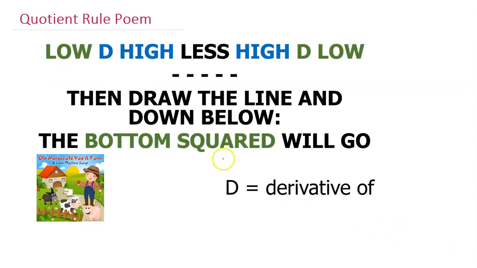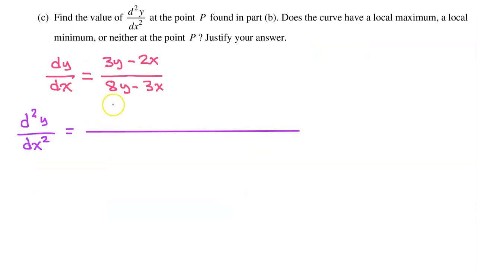Do you know the quotient rule poem? Low d high, less high d low. Draw the line and down below, the bottom squared will go. And every time I say d, as in d high, this means derivative. So here we go, low d high. Low means 8y minus 3x. So this is low.